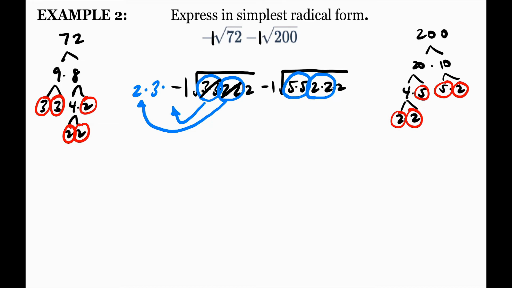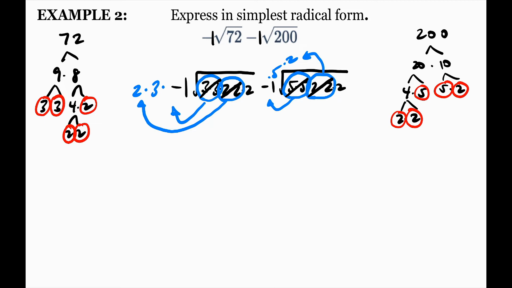I got a pair of 5s. 5 times 5 is 25. So I can pull out a 5 because the square root of 25 is 5. Cross those out. And then I have 2 times 2, which is 4. The square root of 4 is 2. So I have a 2 that I can take out of there as well. So a lot of different things I could take out.